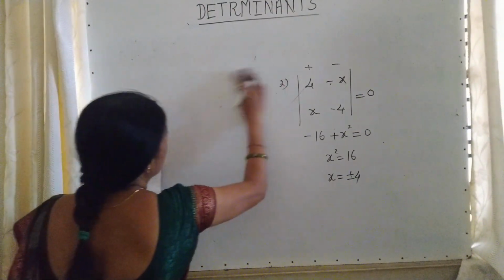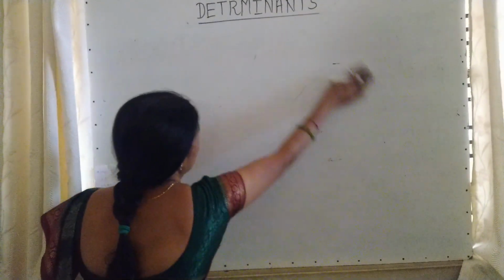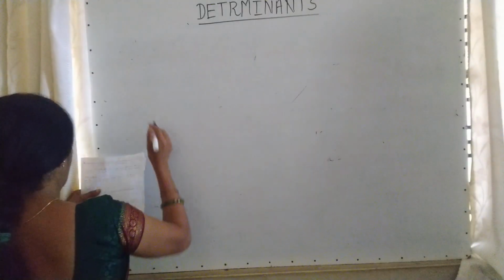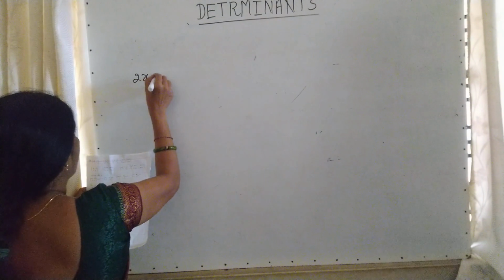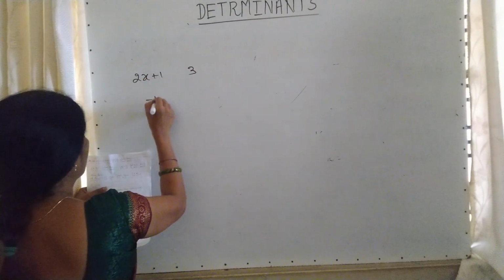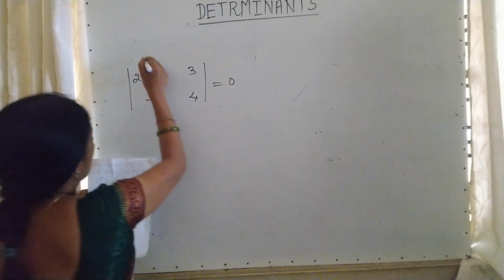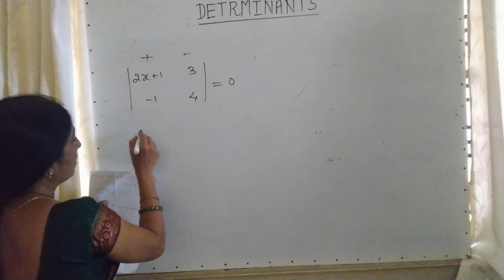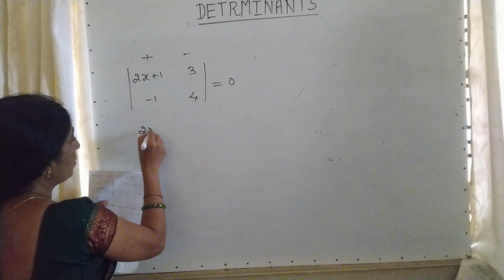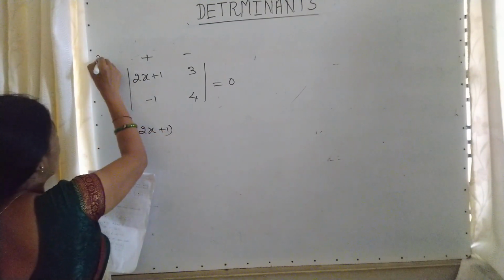In the next one, third problem. 2x plus 1, this is 3 minus 1, 4, is equal to 0. On the top, plus minus. Multiply these two. It is 2x plus 1. This is the third problem.